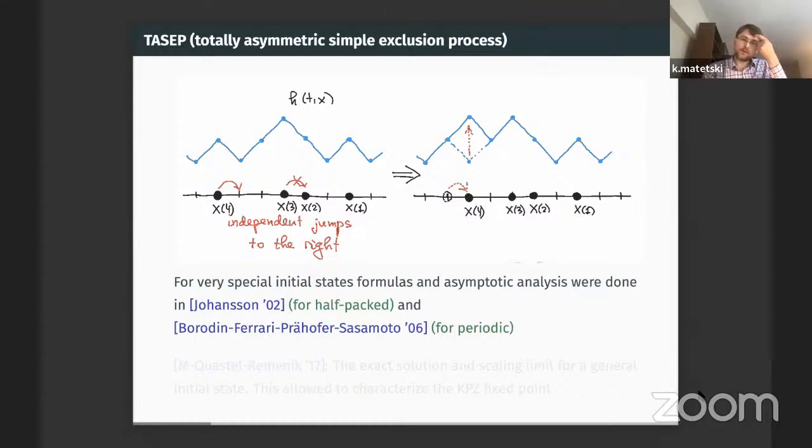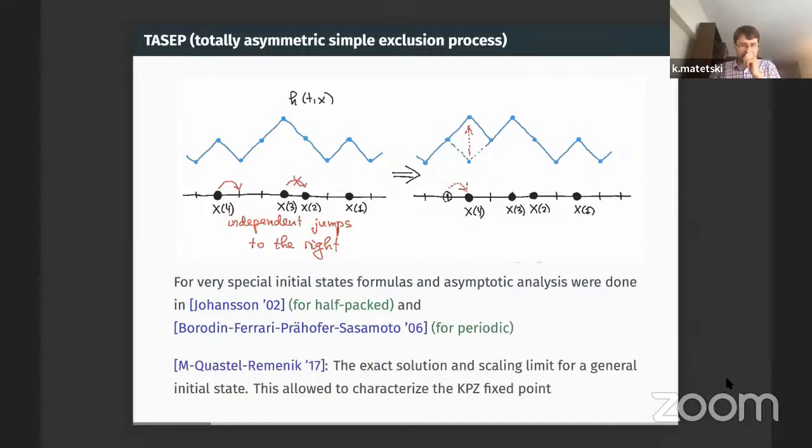For special initial states, the asymptotic analysis of this model was performed quite long ago. I think the first result was by Kurt Johansson in 2002 for the half-packed initial state, when all the sites to the left of the origin are occupied and all the sites to the right are empty. And in 2006, Borodin, Ferrari, Prähofer, and Sasamoto obtained a formula for this model for periodic initial condition, particle, hole, particle, hole, particle, hole, and so on. And this allowed them to characterize the scaling limit for this special initial condition. So in our work with Daniel and Jeremy, we obtained a formula for TASEP for arbitrary initial condition at time zero. And this is what allowed us to characterize the scaling limit, the KPZ fixed point.